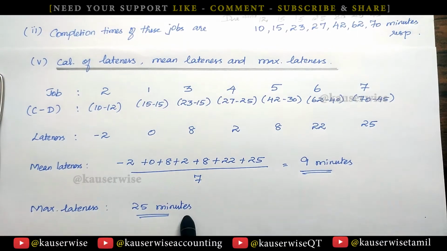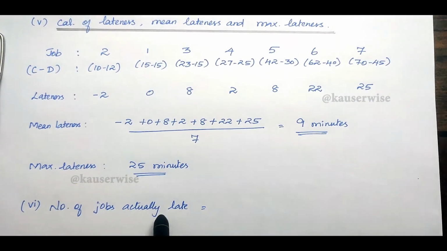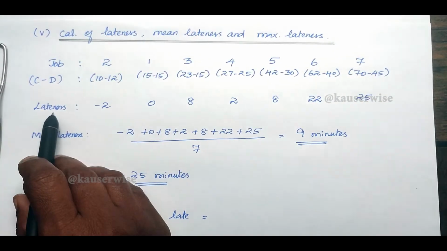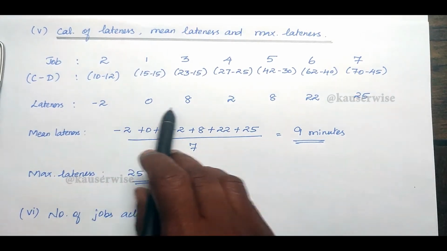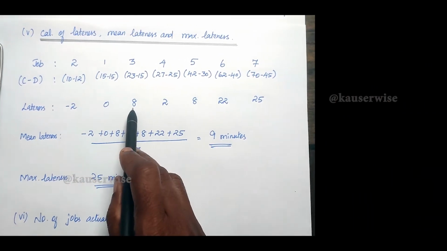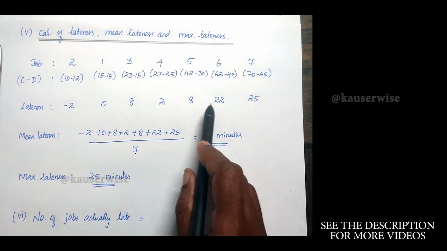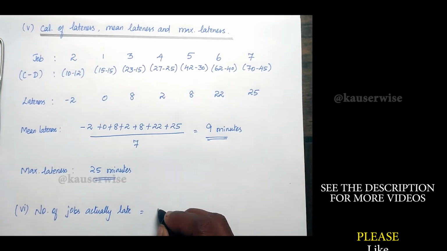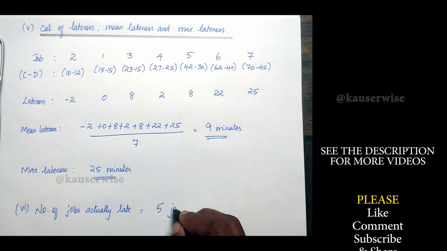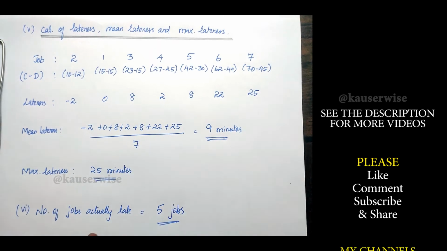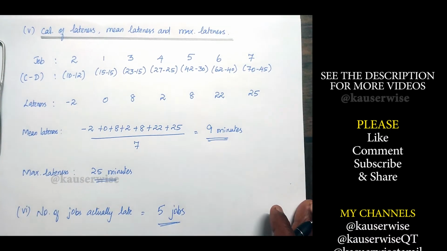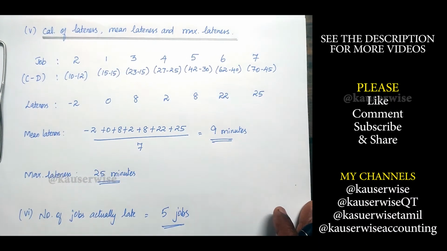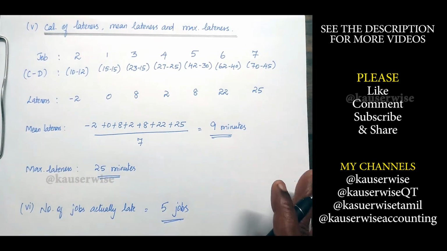Okay, then the last one is number of jobs actually late. Okay, so here we have calculated lateness, no? So how many jobs are actually late? 1, 2, 3, 4, 5. So 5 jobs actually late. Okay, so this is the way to solve the problem according to earliest due date rule.